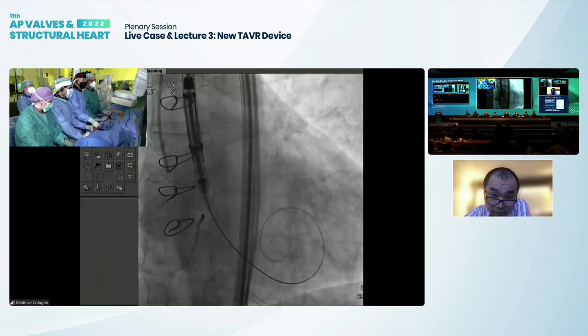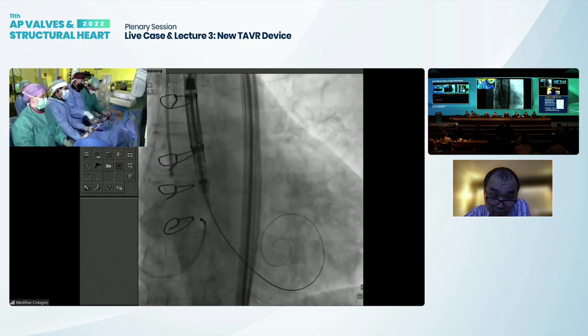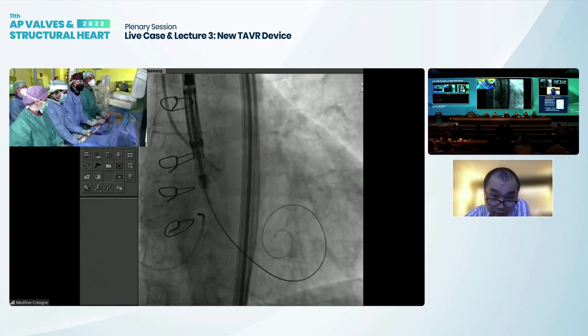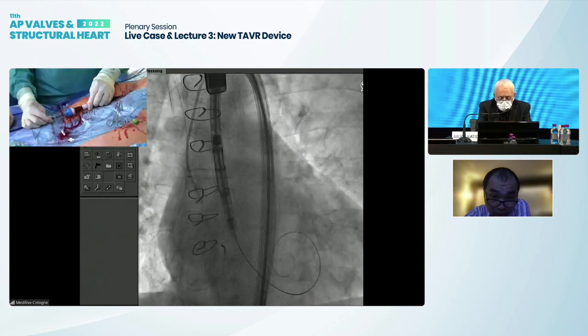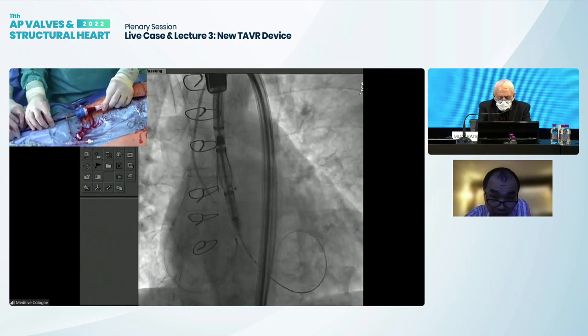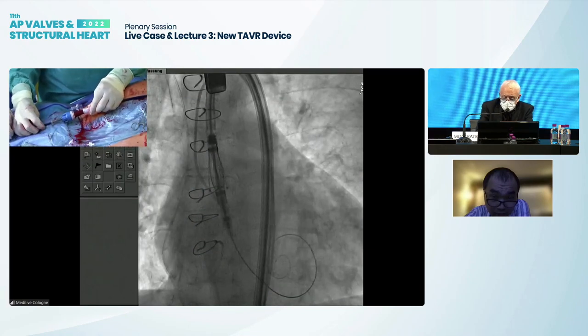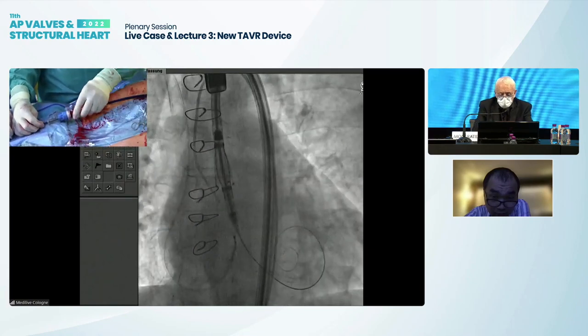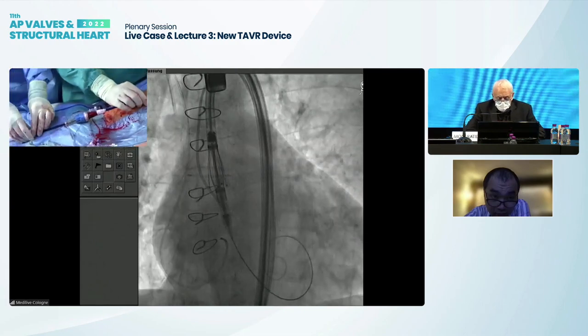So what we do now is we will expose the locators by retracting the sheath. These little arms, correct? Yeah, exactly. That spread out. So here you can see, and the sheath is going to be removed into the descending aorta. Okay, now you can see it. These little tips, the arms that are coming out.